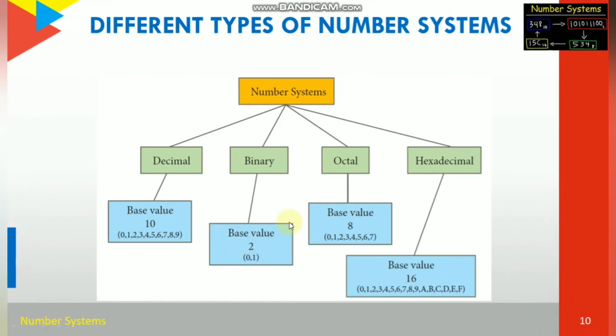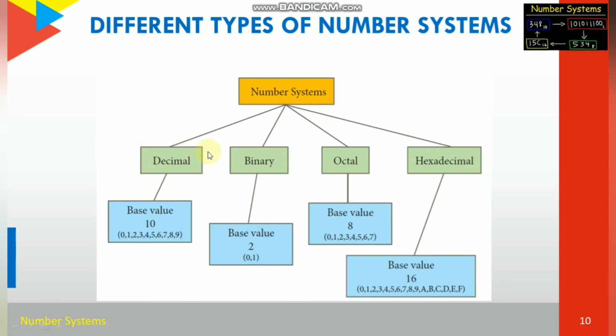Then the next thing is the different types of number systems. This is a 5 mark question: what are the types of number systems we have? This is a very important 5 mark question. So let's look at this chart. Number systems can be classified into decimal, binary, octal, as well as hexadecimal. So 4 types of number systems we are making use of.